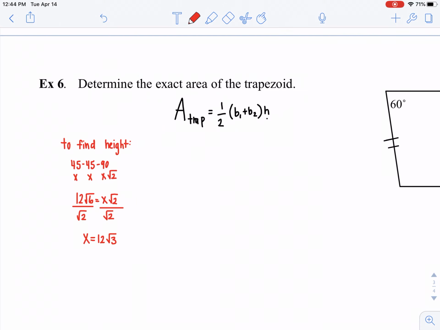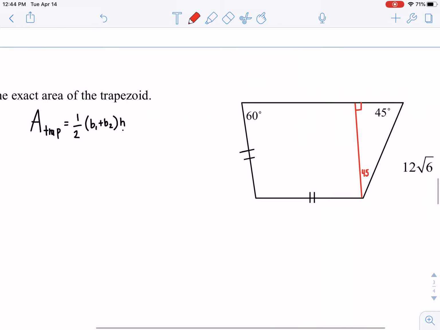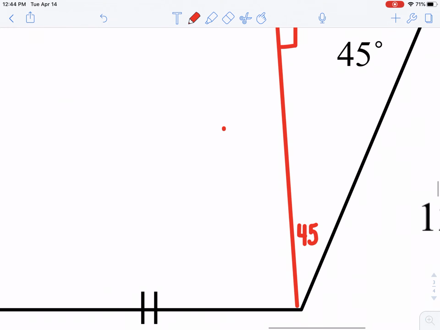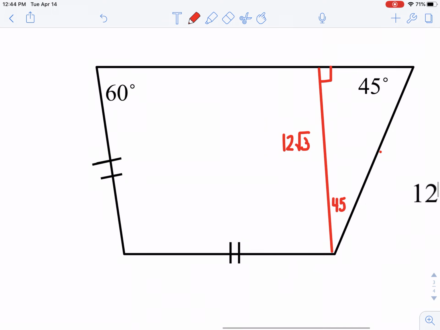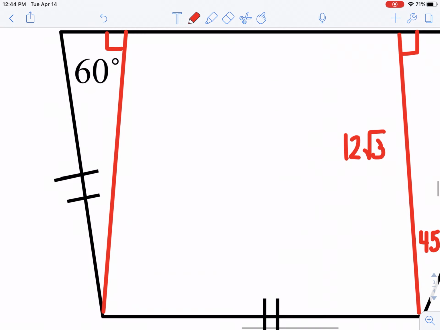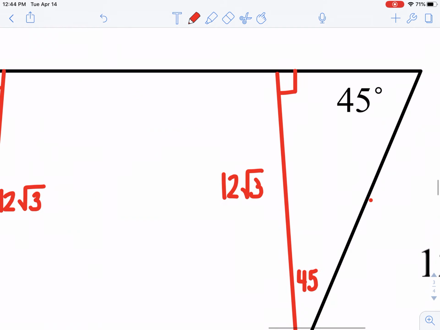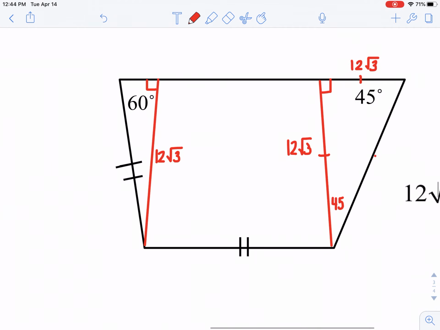So I can now come to my trapezoid and write that in. So this is going to be 12√3. Along with this, I have a height here as well, so we can label that 12√3. And since these two sides are congruent, this is 12√3 as well. We're one step closer to determining our base.